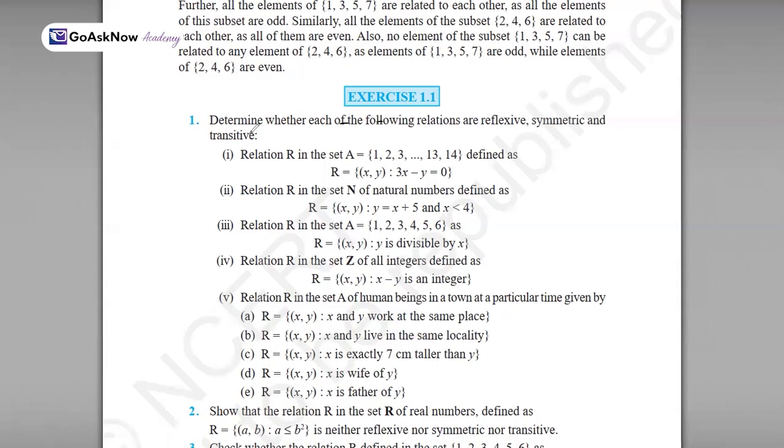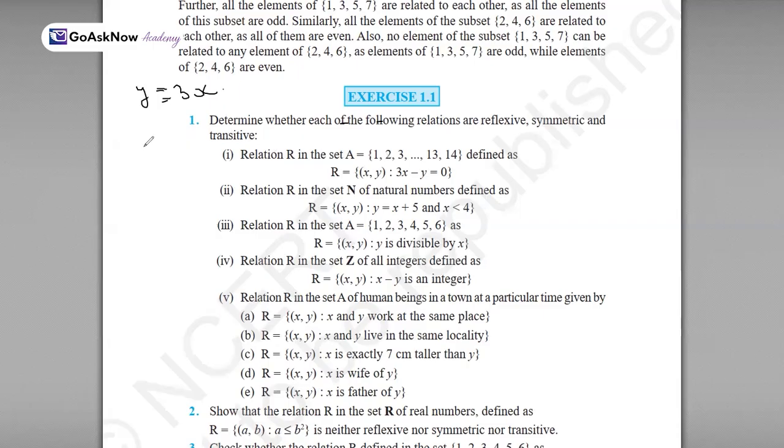transitive. So we have to tell whether the relation is transitive, symmetric, or reflexive or not. Here the set A is the numbers 1, 2, 3, up to 14, and relation R is on this set, defined as R = {(x, y): 3x minus y is equal to 0}, meaning that y is equal to 3x is the relation.